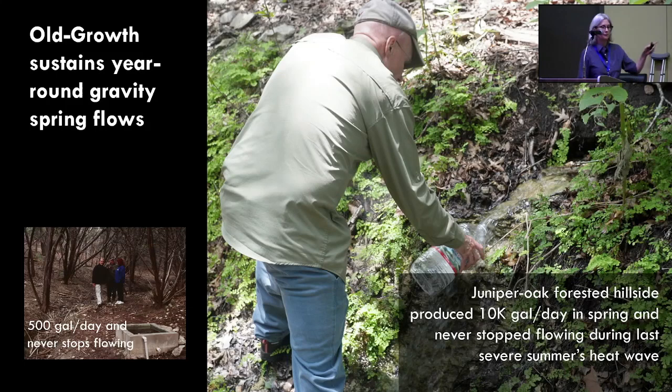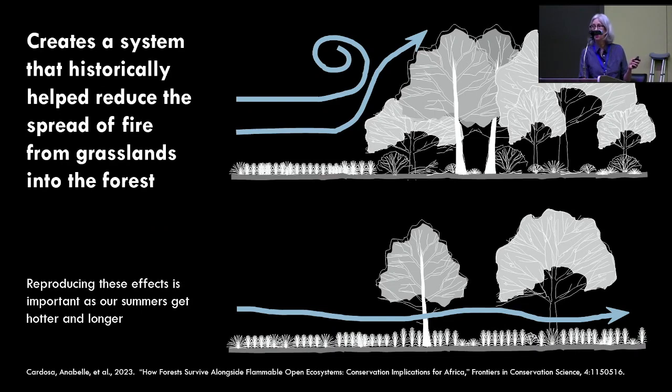The one on the left there, the smaller picture, is like a 40-year-old little juniper woodland. It's close to the top of a hill, and it only gets about 500 gallons of water per day, but it never goes dry. Even through 2011, it was still flowing. The one on the right is on a hillside in Lakey, and it was estimated in spring, not in summer, at about 10,000 gallons of water per day. And it flowed all through last summer.